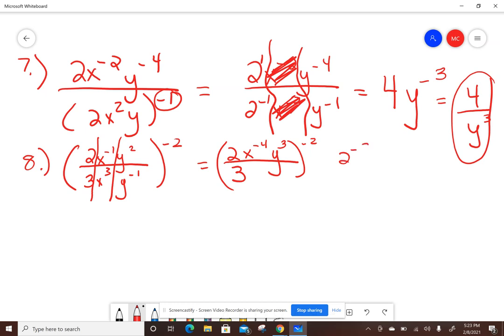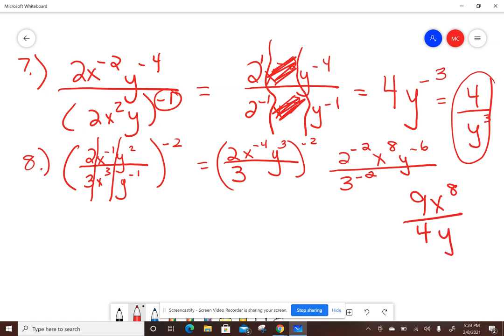So I get 2 to the negative 2, x to the 8th, y to the negative 6, all over 3 to the negative 2. Anything that has a negative exponent, I'm going to move. So the 3 to the negative 2, which becomes 3 to the positive 2 in the numerator, so that's 9x to the 8th. And I move 2 to the negative 2 to the denominator, becomes 2 squared, which is 4, y to the positive 6. And that's the final answer.